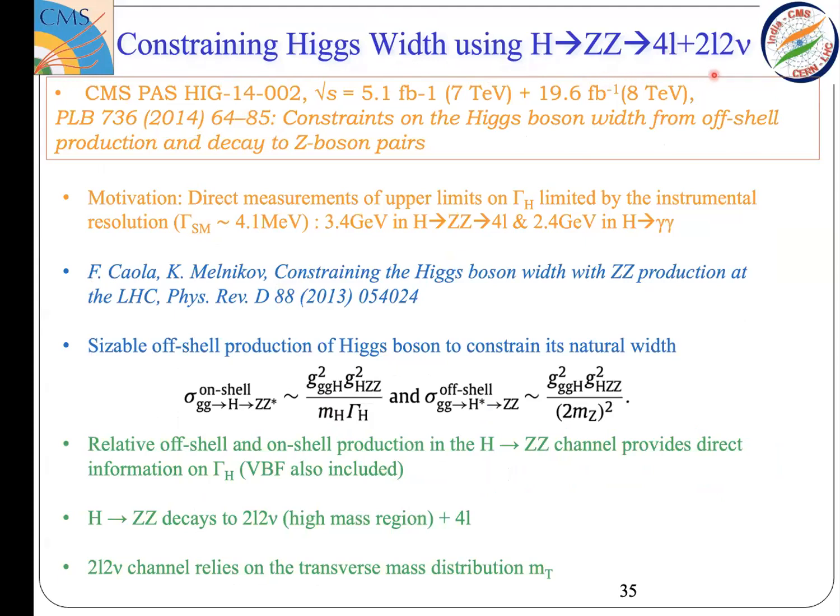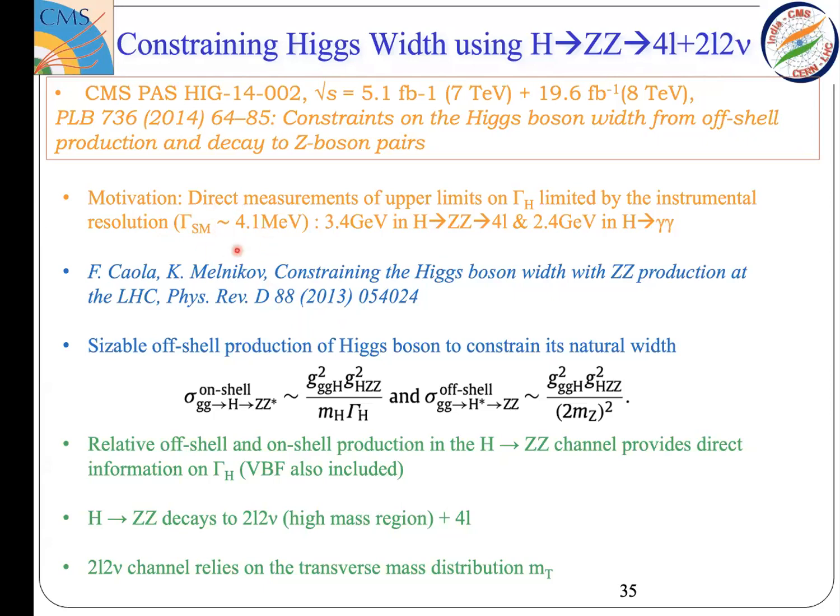This was quite interesting because what I remember is that the theory was also getting developed around the time, and it was the 2013 paper. Remember the discovery took place in 2012. We are constraining the Higgs boson width with ZZ production. So these papers just came around that time, theoretically, and experiments of course took note of that and immediately worked on it. The motivation came from the point that the direct measurement of the upper limit on this width of the Higgs was limited by the instrumental resolution.